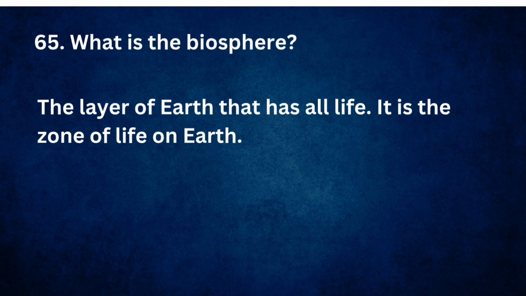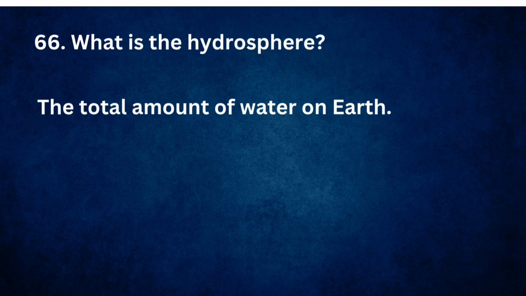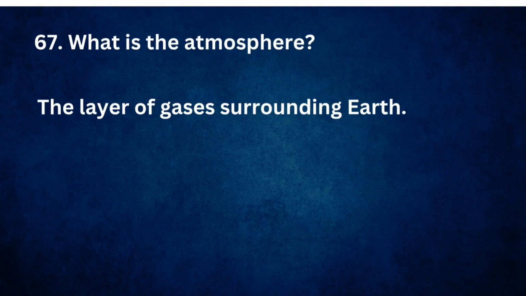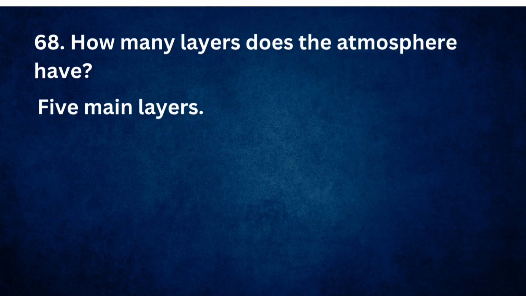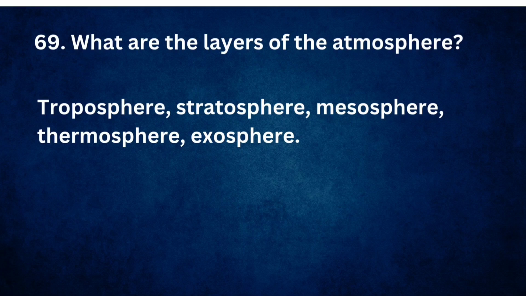What is the biosphere? The layer of Earth that has all life. It is the zone of life on Earth. What is the hydrosphere? The total amount of water on Earth. What is the atmosphere? The layer of gases surrounding Earth. How many layers does the atmosphere have? 5 main layers. What are the layers of the atmosphere? Troposphere, stratosphere, mesosphere, thermosphere, exosphere.